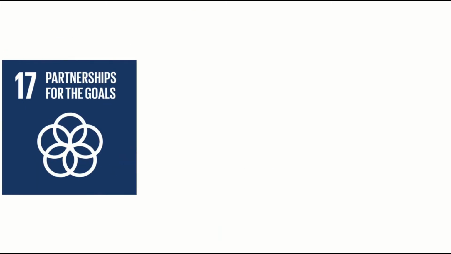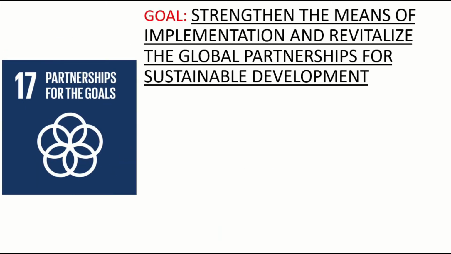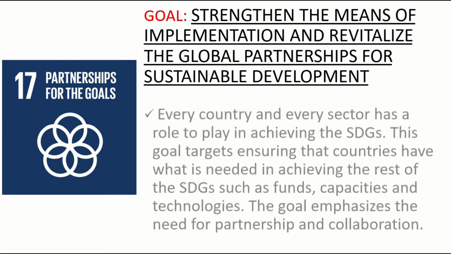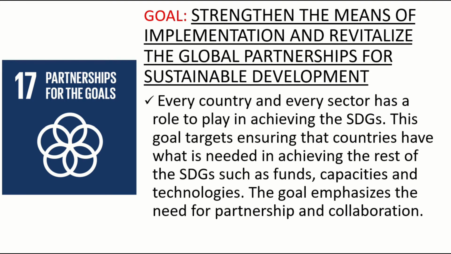Number 17, partnership for the goals. This is to strengthen the means of implementation and revitalize the global partnerships for sustainable development. This goal targets ensuring that countries have what is needed in achieving the rest of the SDGs, such as funds, capacities, and technologies. The goal emphasizes the need for partnership and collaboration.